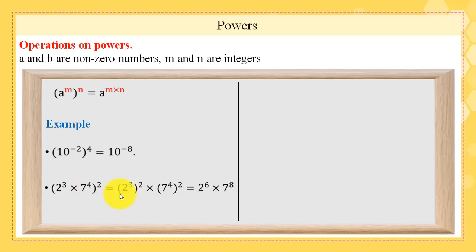The final property is a^-n equals 1 over a^n. Note, a^-n and a^n are reciprocal numbers. The sign of a power is changed when we change its place from numerator to denominator or vice versa. Example, 2^-3 equals 1 over 2^3, which equals 1 over 8.